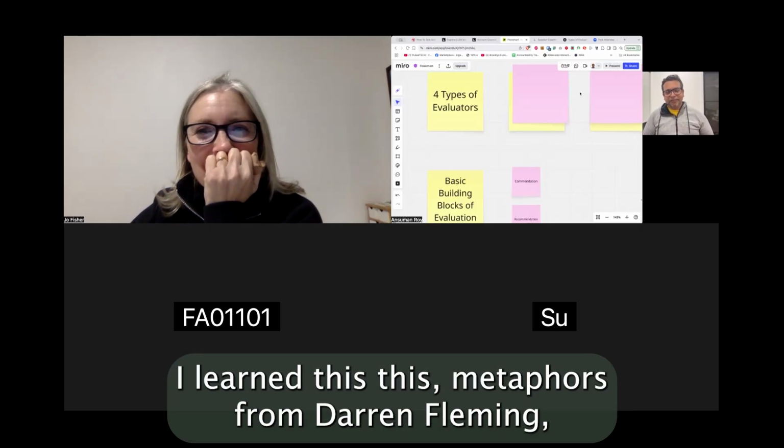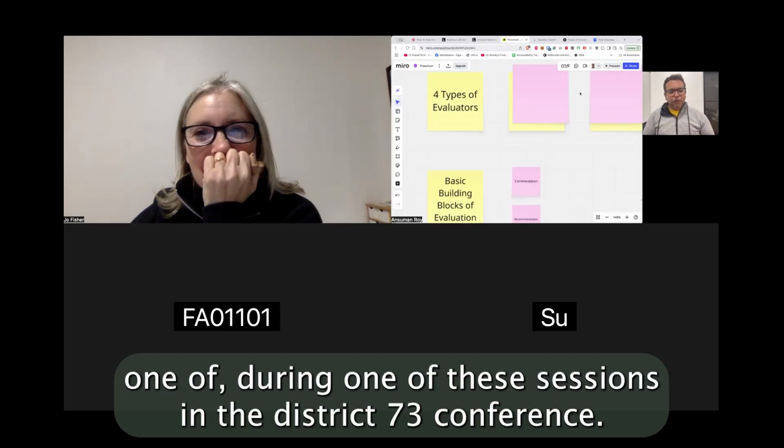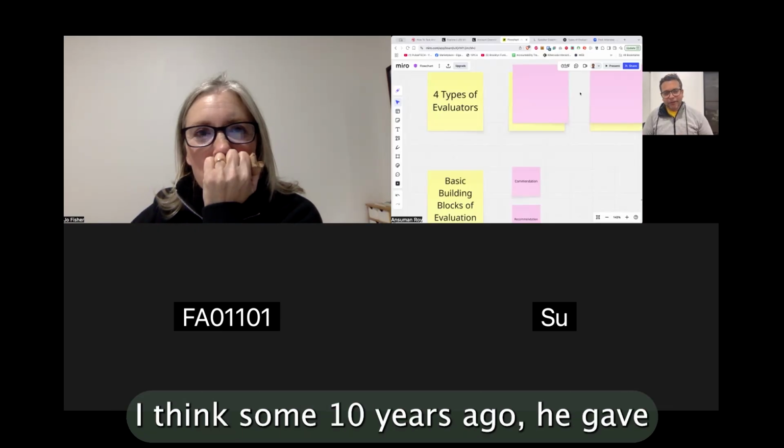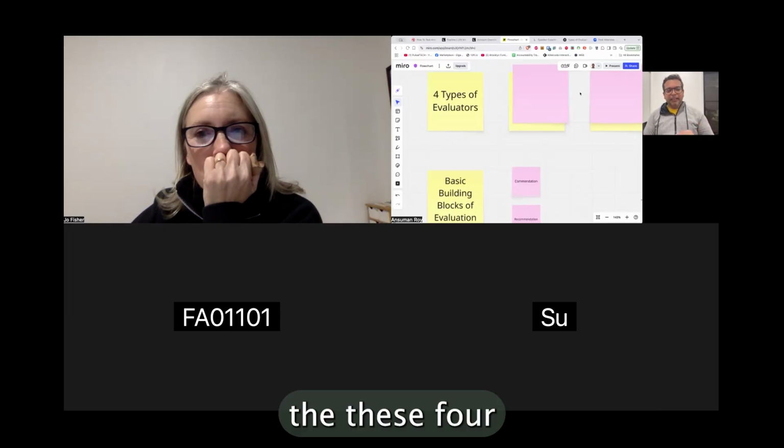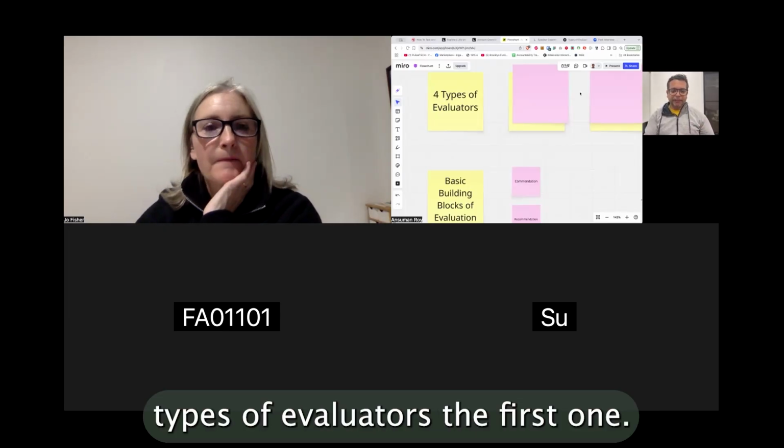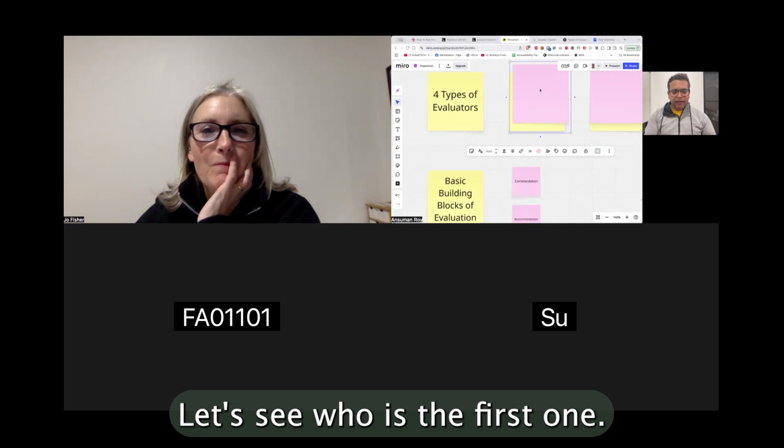I learned these metaphors from Darren Fleming. During one of his sessions in the District 73 conference, I think some 10 years ago, he gave these four types of evaluators. The first one, let's see who is the first one.